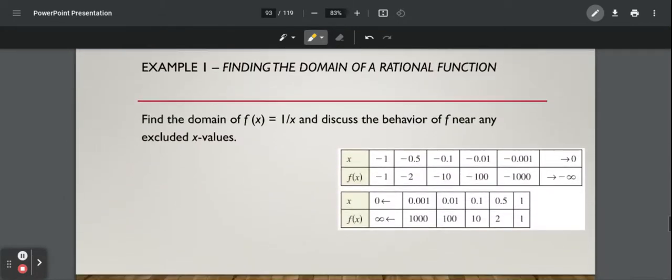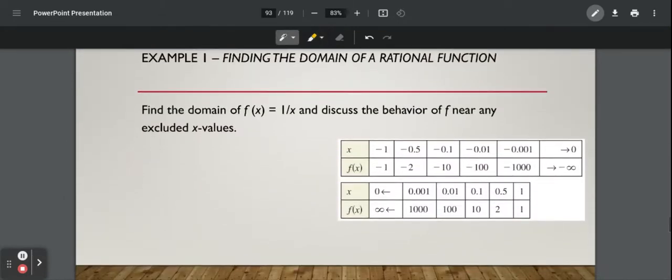So in this first example, we need to find the domain of 1 over x and discuss the behavior near any excluded values. If we look at this table, we know that the domain of 1 over x, the x can't equal 0. So we would say our domain is the reals, not equal to 0. Or if we were using interval notation, we would say negative infinity to 0, and then 0 to infinity.